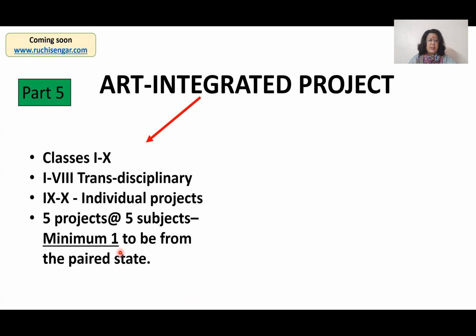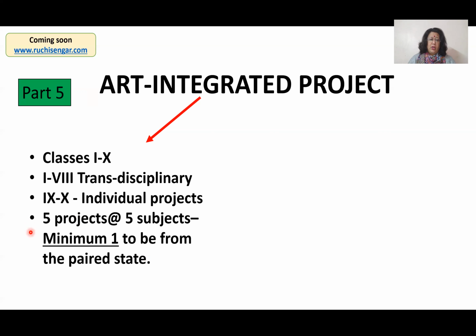Minimum one out of these five projects can be from the paired state. Okay, minimum one. If all subjects want to do it, say supposing it's Delhi and Sikkim, Delhi Sikkim art integration, that's great. But otherwise, if supposing math decides that, okay, I'm integrating Sikkim and Delhi, the other subjects can do any other art form that they want to integrate.